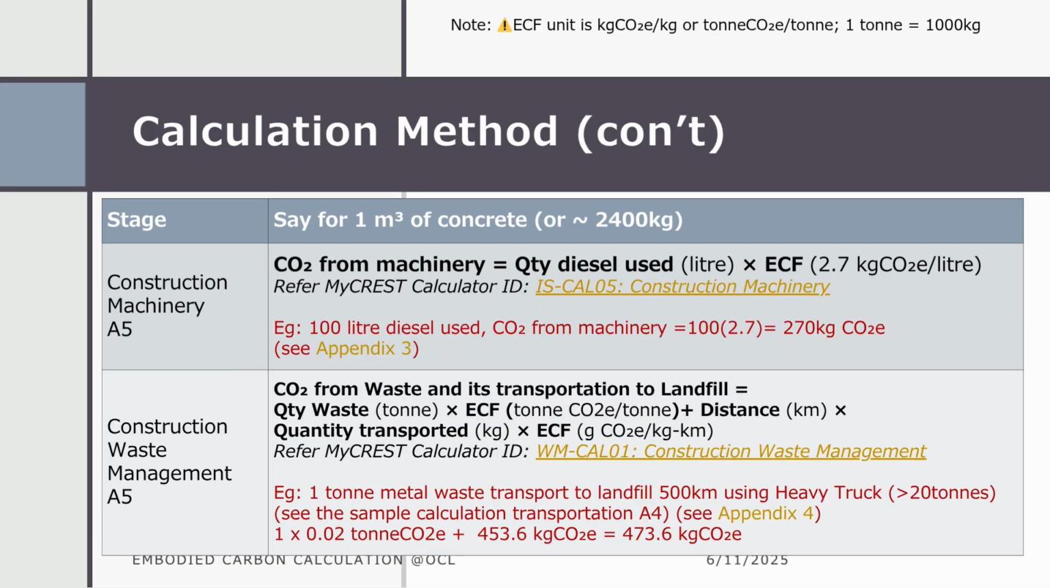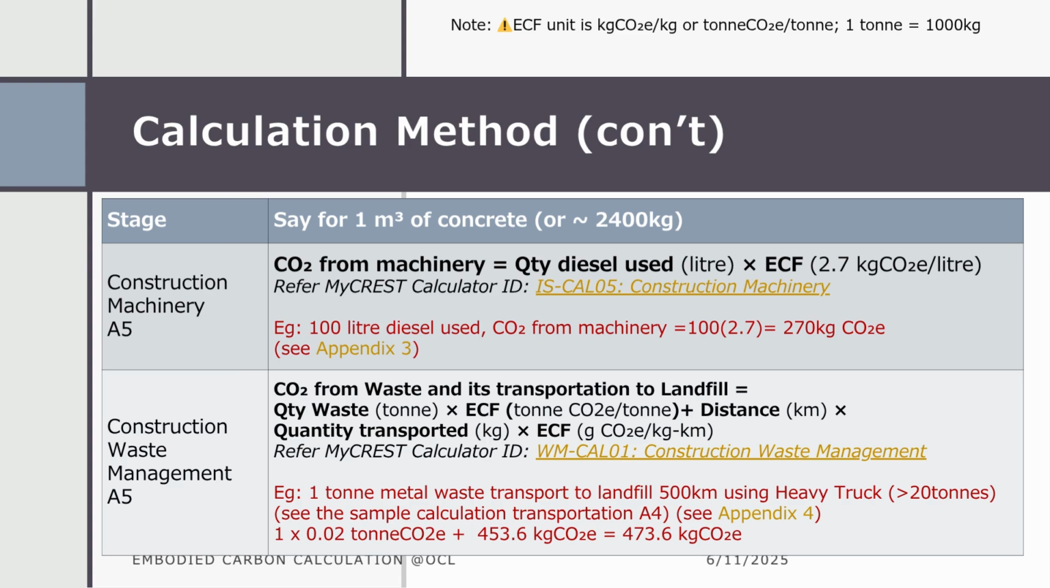If there is construction machinery at site, the carbon emission can be calculated as quantity of diesel used multiply specific ECF. For instance, 100-liter diesel, ECF equals 2.7 kilograms carbon dioxide equivalent per liter. Right pointing arrow 270 kilograms carbon dioxide equivalent.